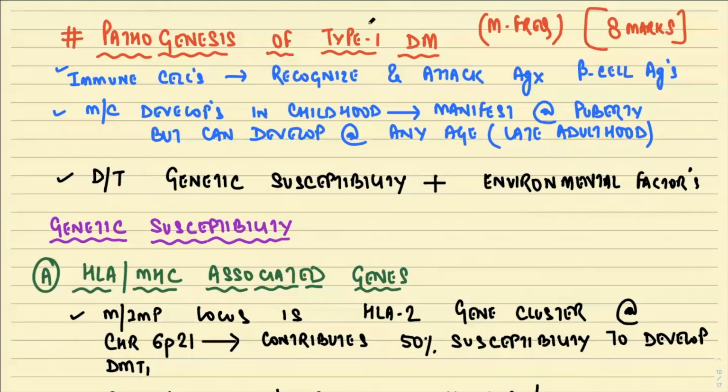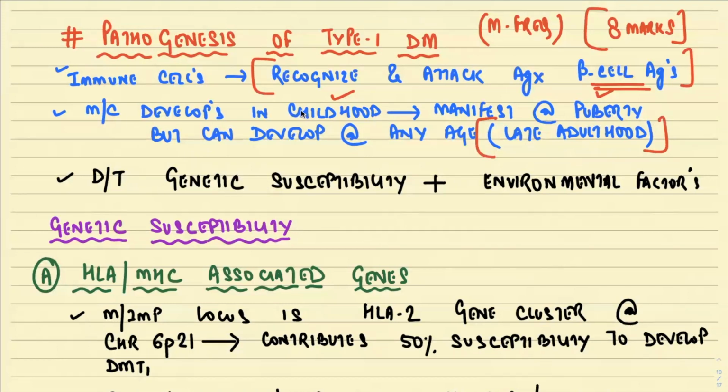Very, very important. What did I tell you? What is the most important pathogenesis for type 1 diabetes mellitus? Yes, autoimmunity, as discussed. So the immune cells over here will recognize and attack the beta cell antigen. This is what is happening basically. Most commonly, it develops in childhood and manifests at puberty. Okay. But it can develop at any age. As I told you, it can develop even in late adulthood. So the term juvenile onset diabetes mellitus is no longer used.